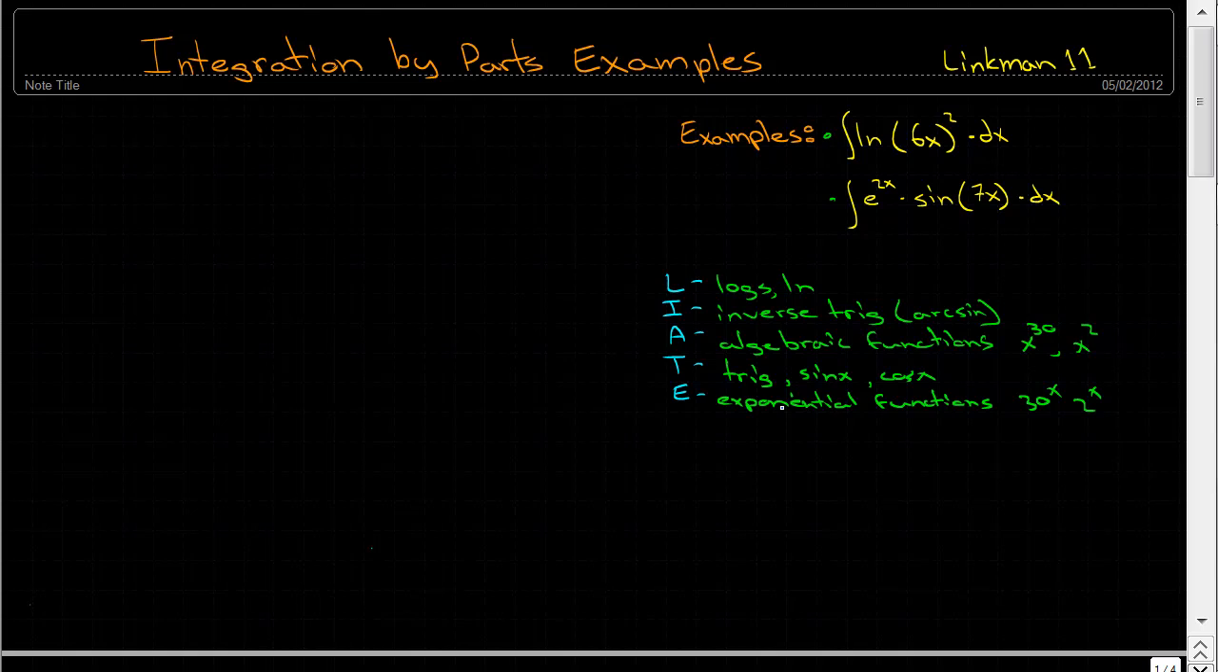In the last video, I introduced the concept of integration by parts, and in this one I want to do a few more advanced examples. So I'm going to talk about how to take the integral of ln of 6x squared times dx and the integral of e to the 2x times sine 7x, but before I do that, I want to prepare you and give you this tool that's incredibly useful.